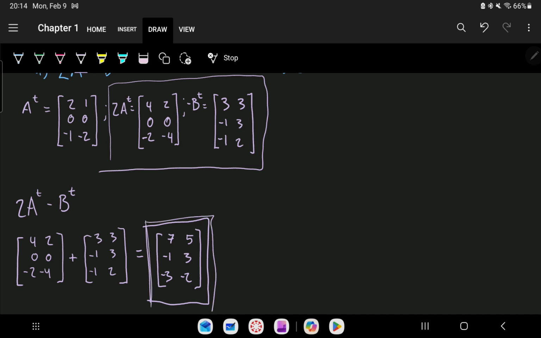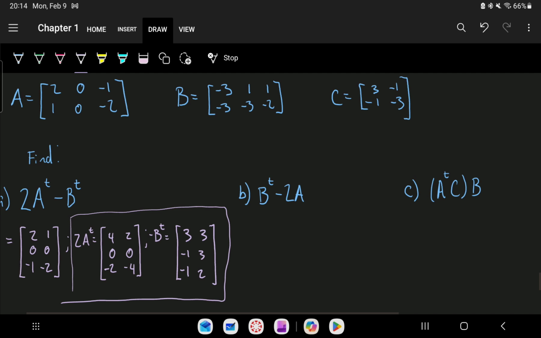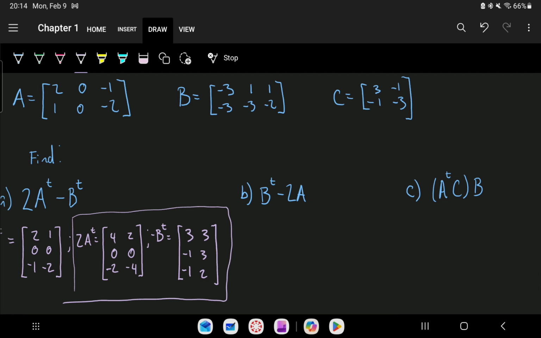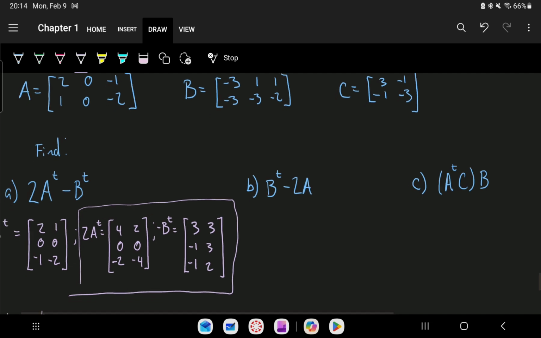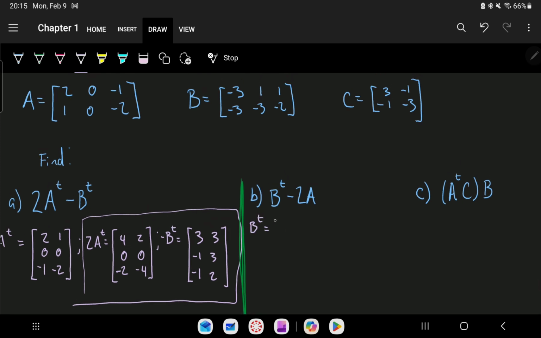Woot woot. 1 down. Now, the second one looks very similar to what we just did. It's going to be B transpose minus 2A. We're not going to transpose the A this time. So, just draw like a green line to separate these guys. I can write out B transpose. No need to negate it this time, so it's just going to be first row of B becoming the first column of B transpose. Likewise with the second.